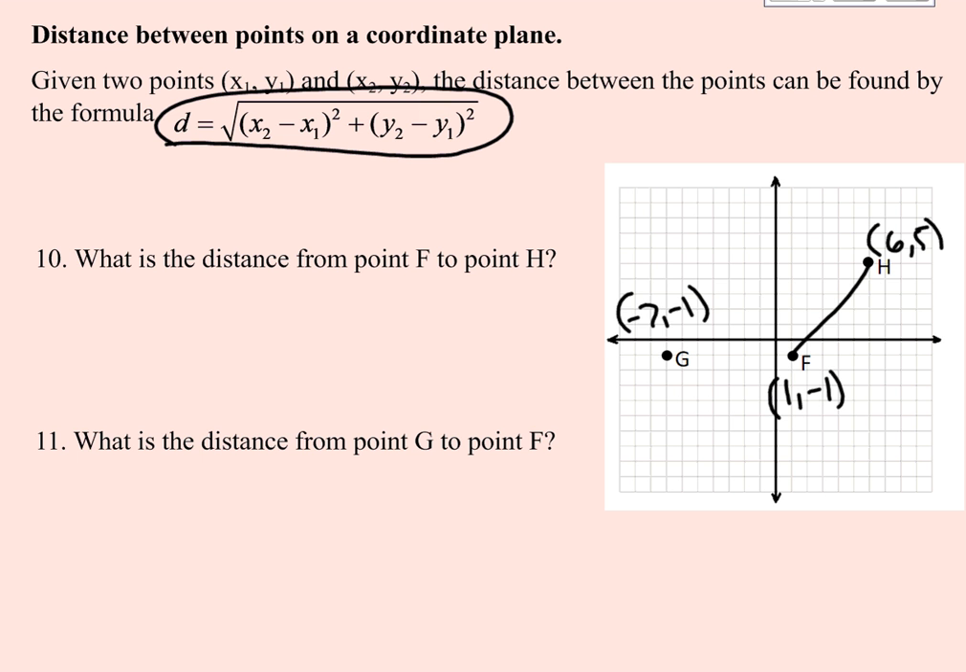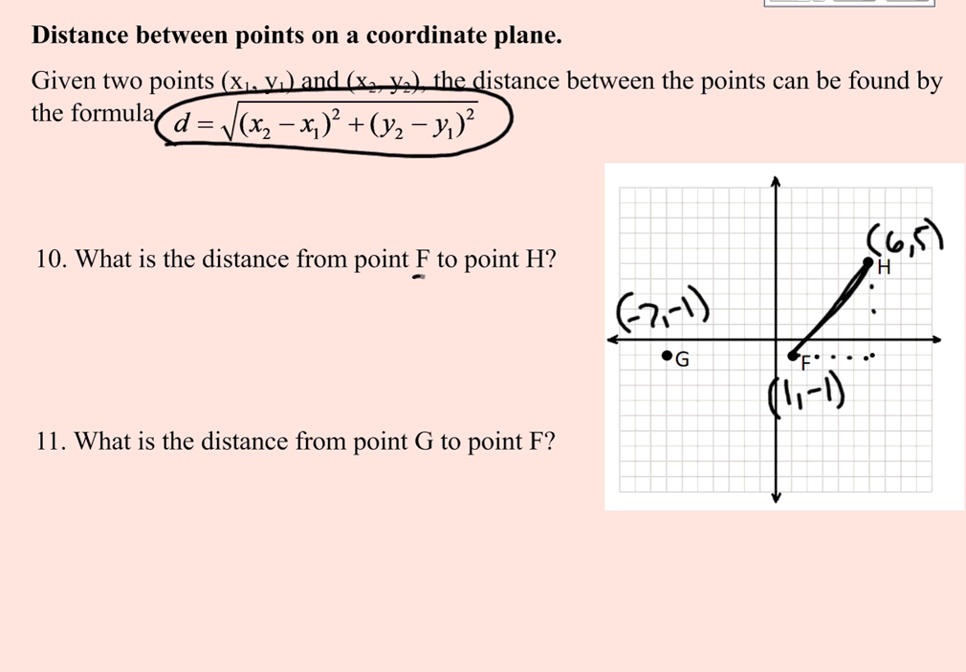How far is it from here to here? Well, it's not a straight line, so I can't just count blocks. That doesn't work because I'm going diagonally. I'm not going left, right, or up, down. If you're clever, maybe you can figure out that, hey, that's a triangle. Maybe I can use a little Pythagorean theorem and figure it out that way. What this does is use that idea and put it into one formula.